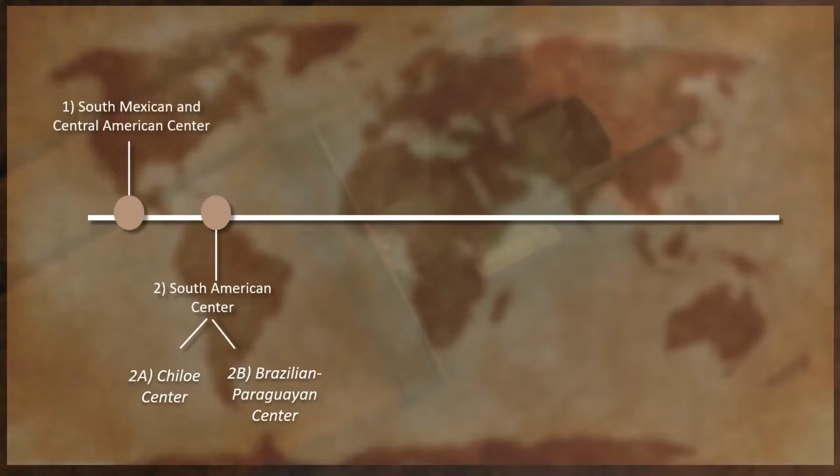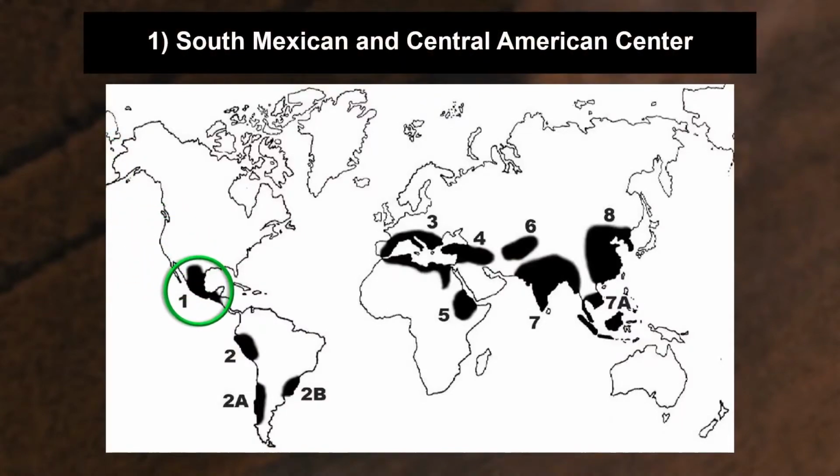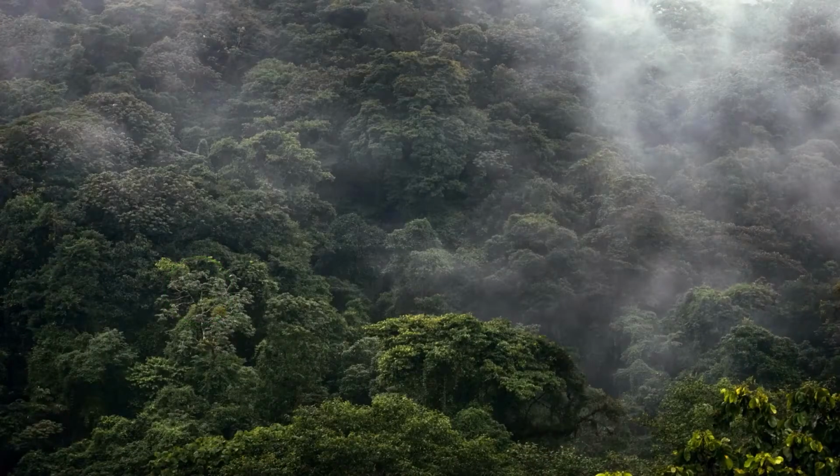In the same way, it is indicated by its numbering. Coming to the first center of origin, center number 1, that indicates the South Mexican and Central American center. It includes the southern section of Mexico, Guatemala, Honduras and Costa Rica.